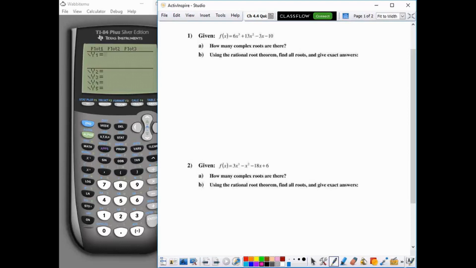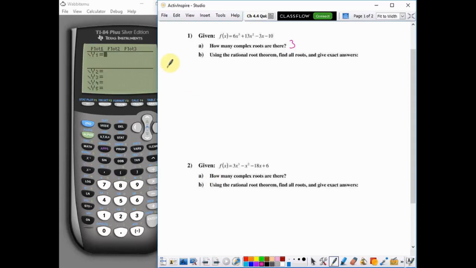Hey everybody, welcome back. We are going to do some more practice with the rational root theorem today. We use that theorem when solving equations with a degree greater than 2. Number 1 has a degree of 3, which means there are actually going to be 3 roots. So we're going to use the rational root theorem to find them.